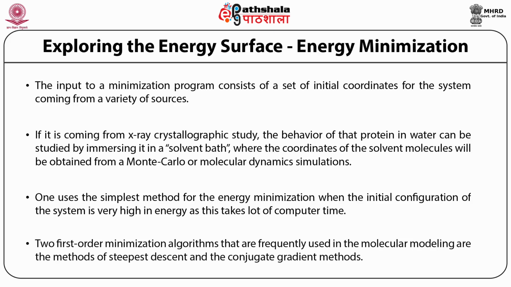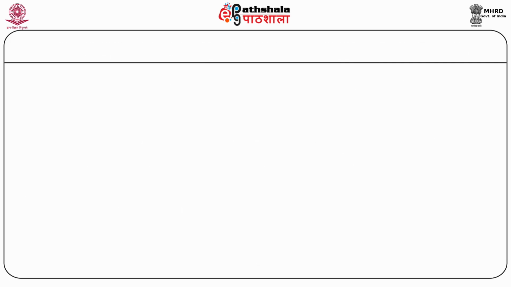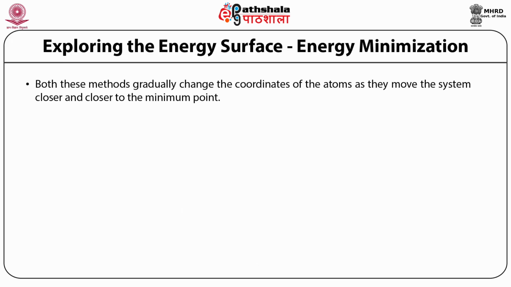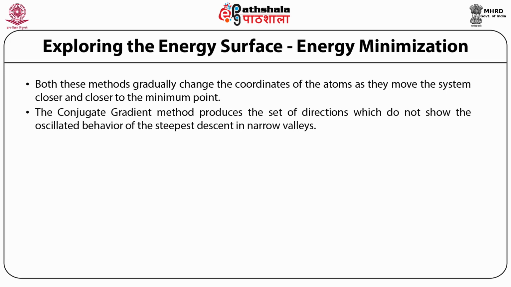Two first-order minimization algorithms that are frequently used in molecular modeling are the methods of steepest descent and conjugate gradient, out of which the method of steepest descent is used first, then the conjugate gradient method is used next. Both these methods gradually change the coordinates of the system as they move the system closer and closer to the minimum point. The conjugate gradient method produces a set of directions which do not show the oscillatory behavior of the steepest descent in narrow valleys.